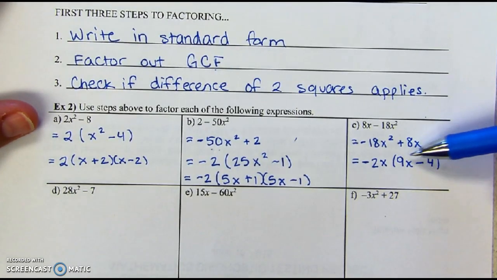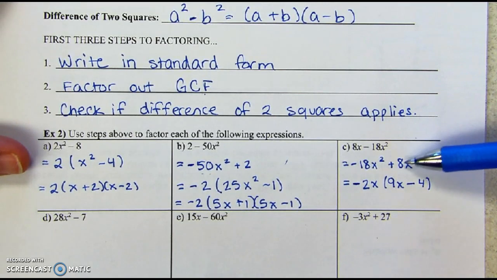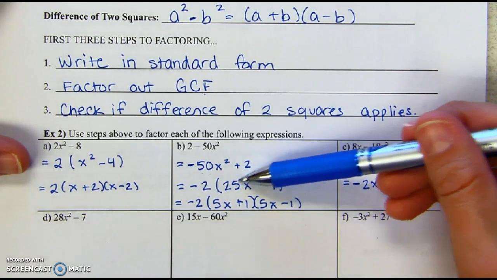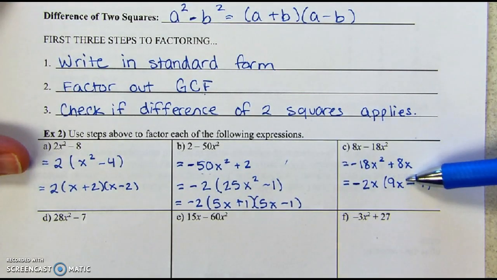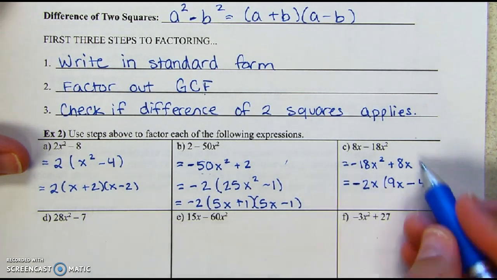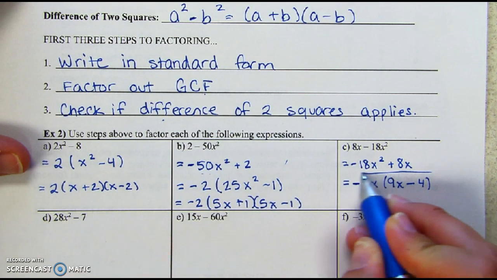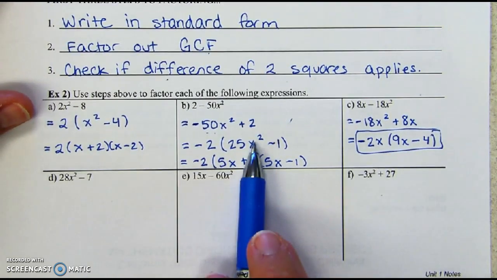9 is a perfect square and 4 is a perfect square, but is this a difference of two squares? Is the x a square? No, it is not. So you see here how we had 25x squared, and we could do x times x is x squared, but there's no x squared here, so we are actually done. See, check if it's a difference of two squares. This is not, so we have to stop here, whereas this one was, and we kept going. This one had the square, this one did not.